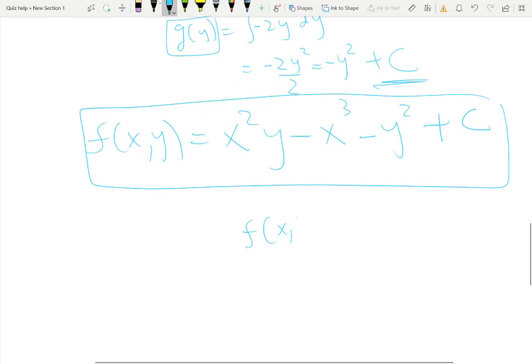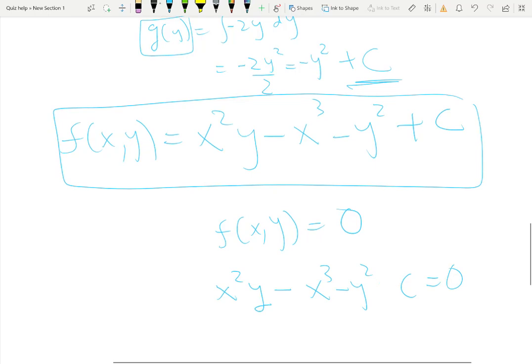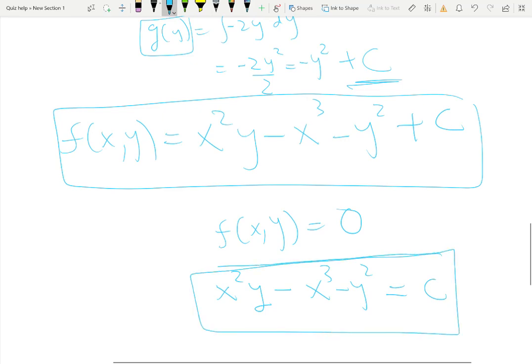The solution for the differential equation is f equal to 0, by definition. So your solution for the differential equation is x squared minus x squared times y minus x cubed minus y squared plus c is equal to 0. We can take this plus c to the other side and write it as minus c, or we can just write it as c because it's an arbitrary constant. So this is the solution of the differential equation.